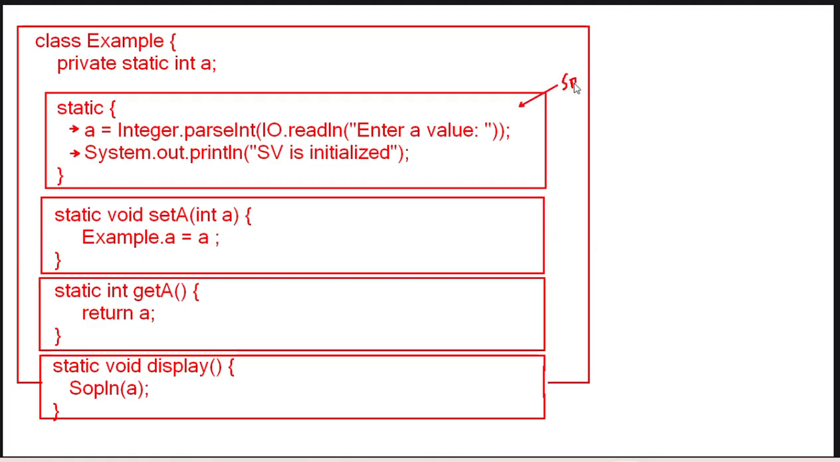So what is this? This is the static block. What are all these? Static methods. Write down, please. Take heading: Static block.